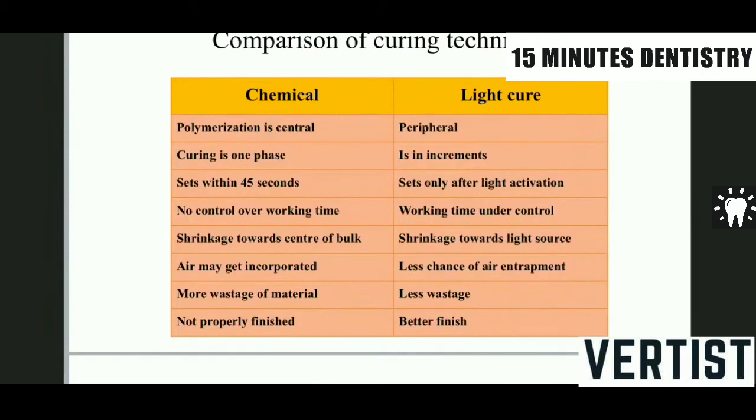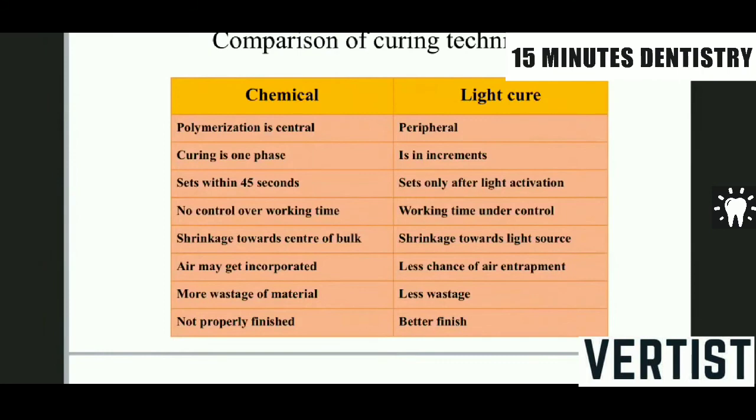In contrast, the light cure will always cure towards the periphery. The composite will always get cured from the source of the light or from the direction of the light. In the light cure, it can be incremental, or you can go multiple steps. You can go multiple ramping also.